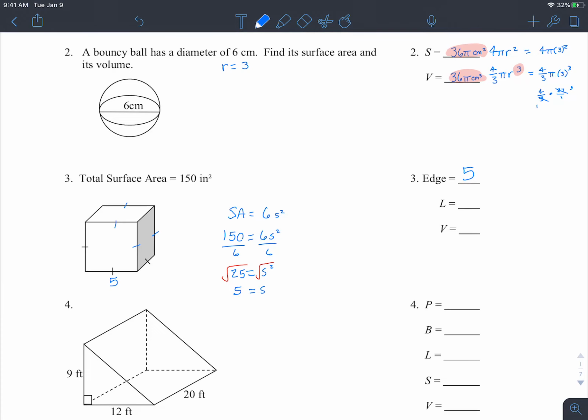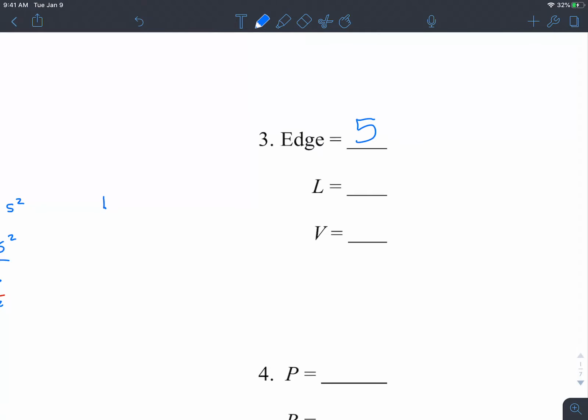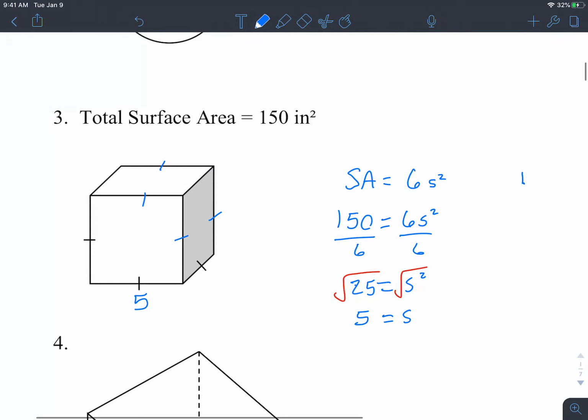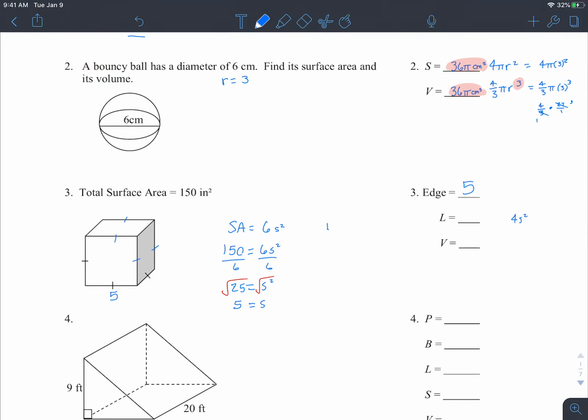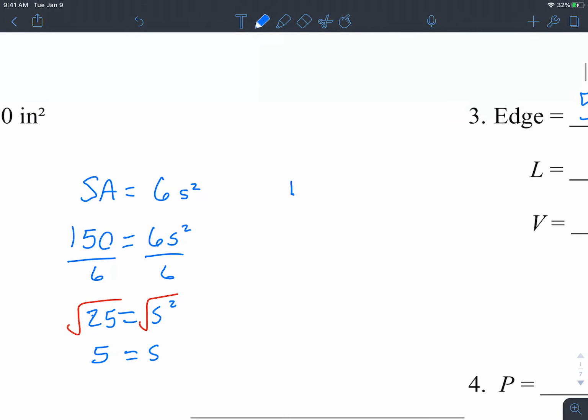I guess if we wanted to find the lateral area, the formula, I guess I'll write it next to this, is going to be 4s squared. Remember, the lateral area is basically everything except the bases. So basically, that's going to be 4 of your sides, not 6 of your sides. So it's 4s squared, and then volume is s cubed. Those are your formulas for that. All right, and then so 4s squared, I guess we'll punch that off to the side here. So let's write that here.